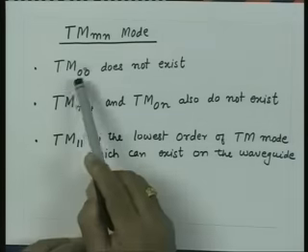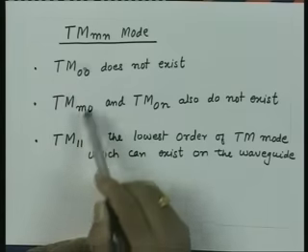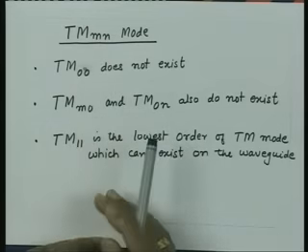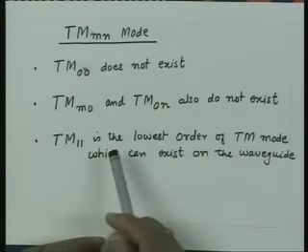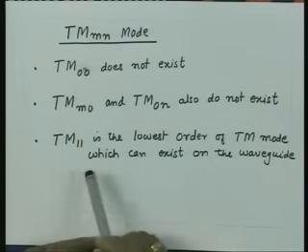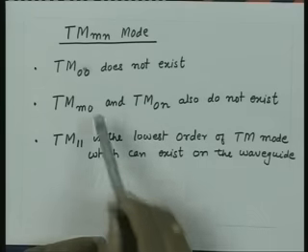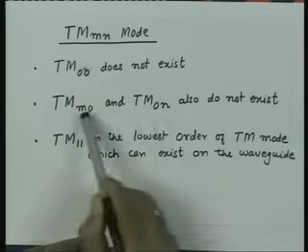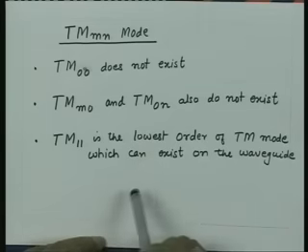And then we saw that the TM00 does not exist. That means, if I take m and n both indices 0, which means no field variation either in x direction or in y direction, that means no field variation in the cross sectional plane, then these kind of fields cannot exist inside this rectangular waveguide. We also saw that not only no variation in any direction, but even if the field is constant in any of the directions, either x or y, even then the field cannot exist.